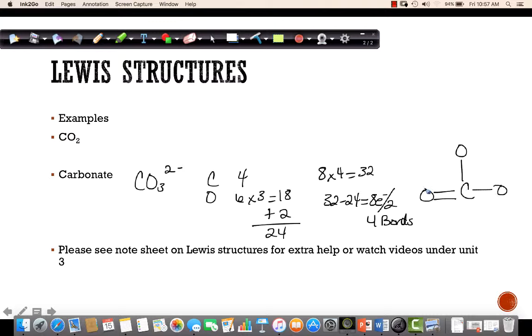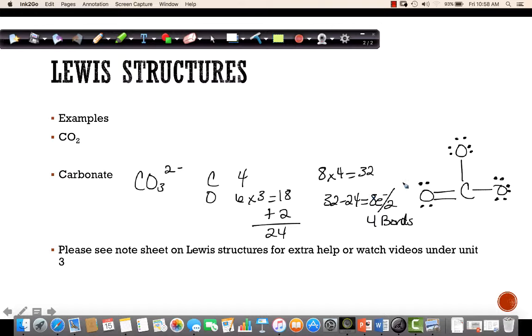So now I need to finish placing the rest of my electrons. So 2, 4, 6, 8. So that one's satisfied. Let's move to the next. 2, 4, 6, 8. So now I move to the next. 2, 4, 6, 8. All right, so now at that point, it is satisfied, carbon satisfied, and I have used all of my 24 electrons.